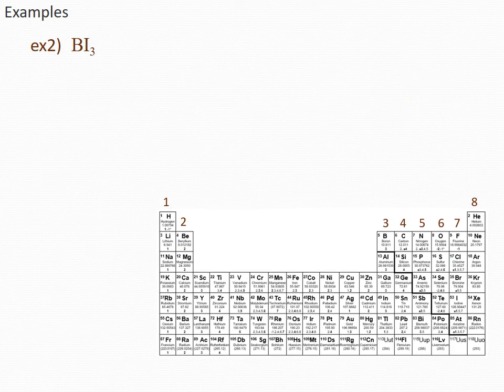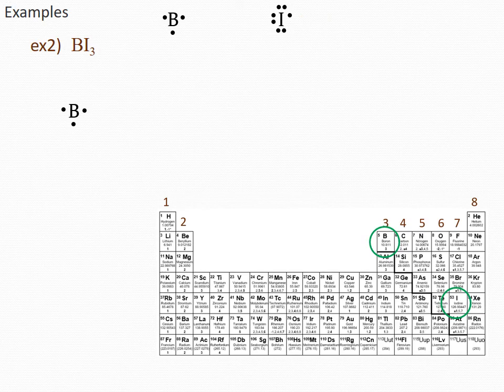Example 2, BI3. I have B, which is in the column that has 3 dots. So that means it has 3 lone electrons. It can form 3 bonds. Iodine is in the column that has 7 dots. That means it is left with only 1 lone electron, so it can only form 1 bond.